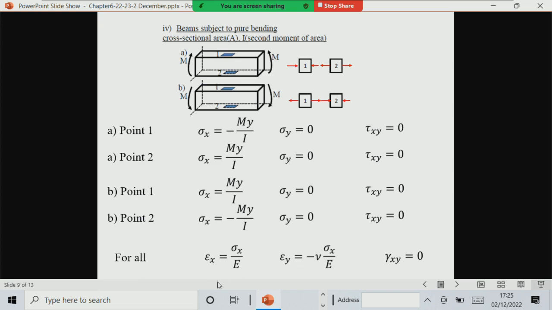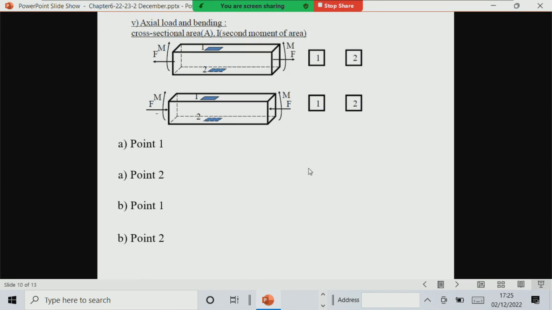Okay, let's move on to the next one. Now this is a combined loading case. So could you please figure out what we are supposed to write for elements 1 and 2. I give you 1 minute, starting from now. Yes, please. Use the superposition principle. Yes. Right. Give it 1 minute, write it down.